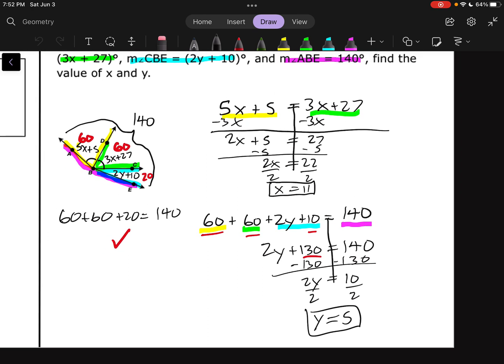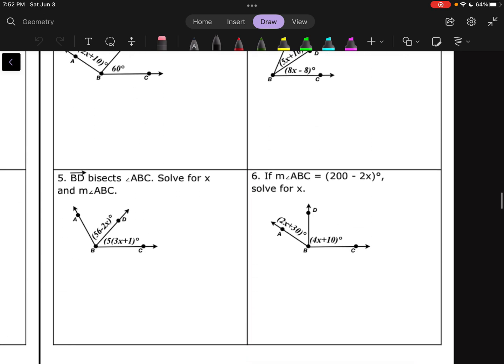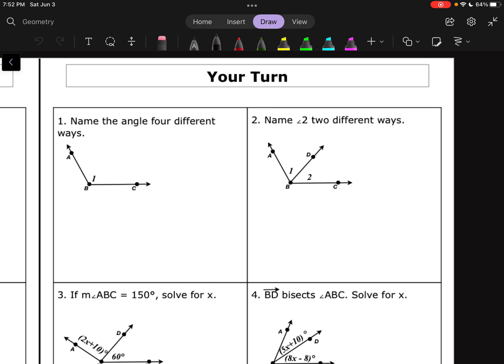Okay, we have reached the point where it is your turn to practice. So you got 6 problems on your turn little half sheet. Give those a shot. Pause this video. Come back when you're ready to check.